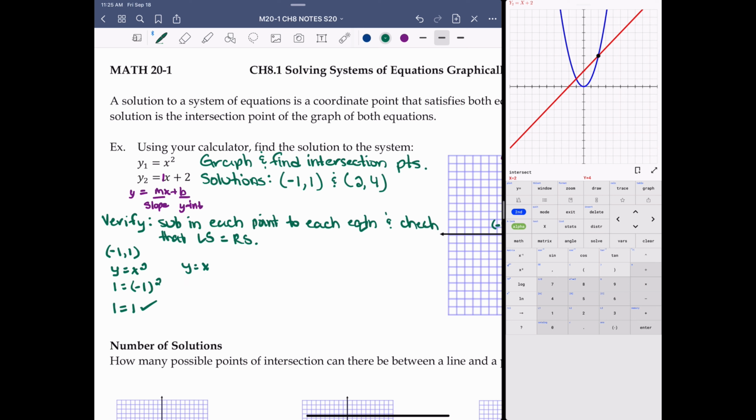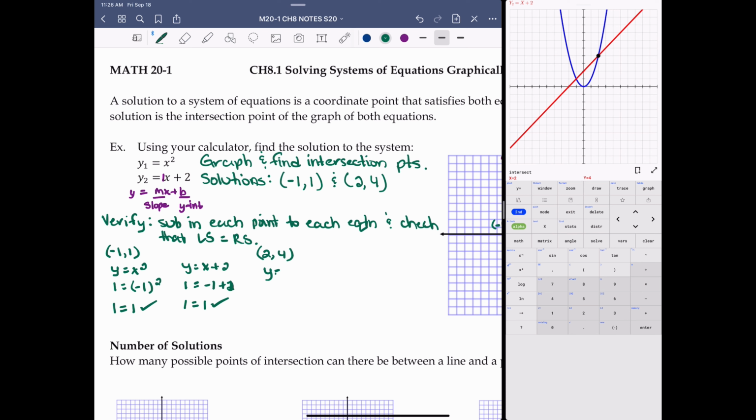Do the same thing with this point for the second equation. Y equals x plus 2. Y is 1. X is -1. -1 plus 2 is +1, so we have 1 equals 1. So that works out. Next solution point is 2, 4.